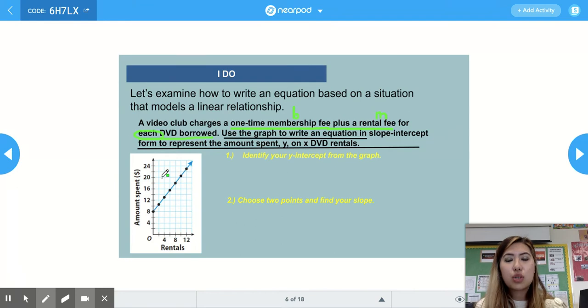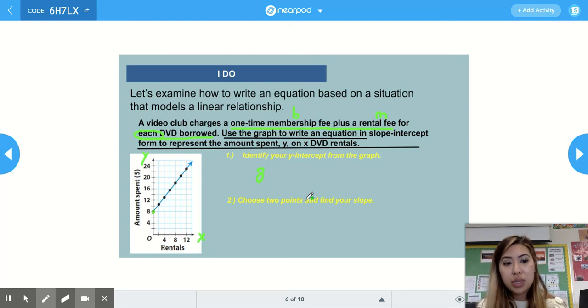In this case, we are given a graph, so we can just look at the graph to write our equation. Our first step is going to be to identify our y-intercept from the graph. So our y-intercept is the point at which our line crosses the y-axis, and our y-axis is our vertical up and down line. So this is our x-axis, and this is our y-axis. And so our y-intercept is going to be positive 8.